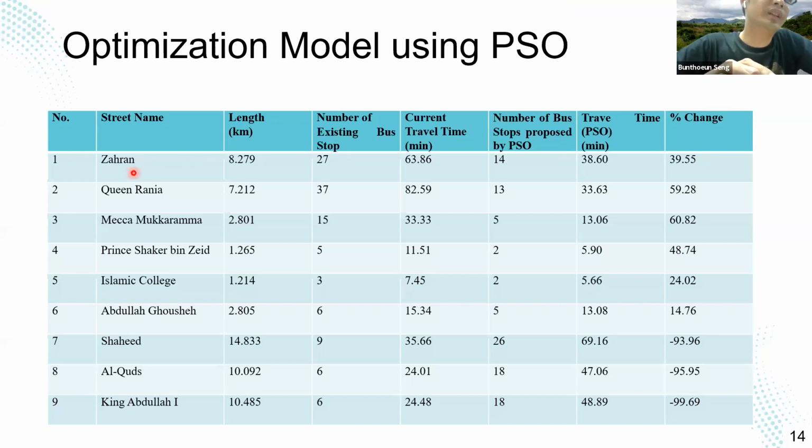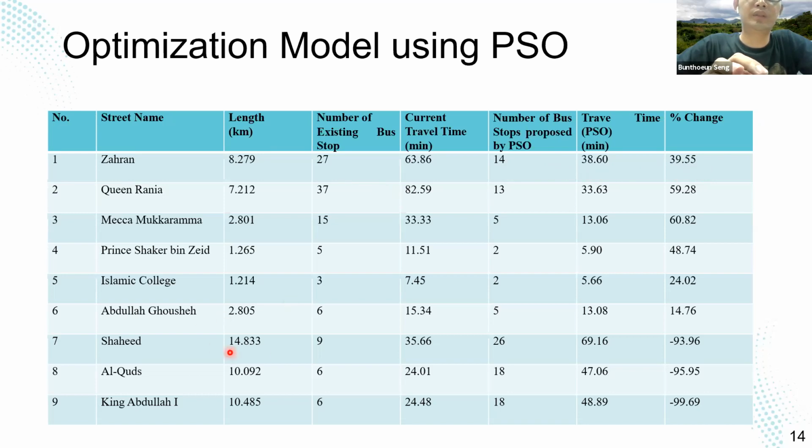The first street here, Zarhan, has a length of about 8 kilometers and around 27 existing stops, and it takes around 60 minutes to finish one trip on that route. By applying the model, it suggests that this road should have only 14 stops, and the travel time was reduced to only about 38 minutes, a rate of change of about 40%.